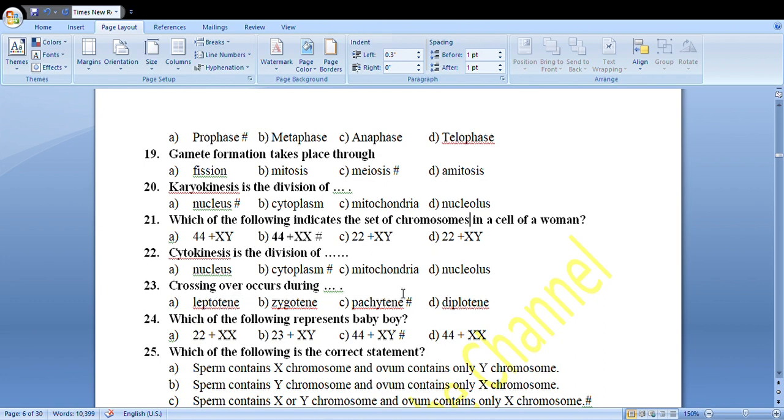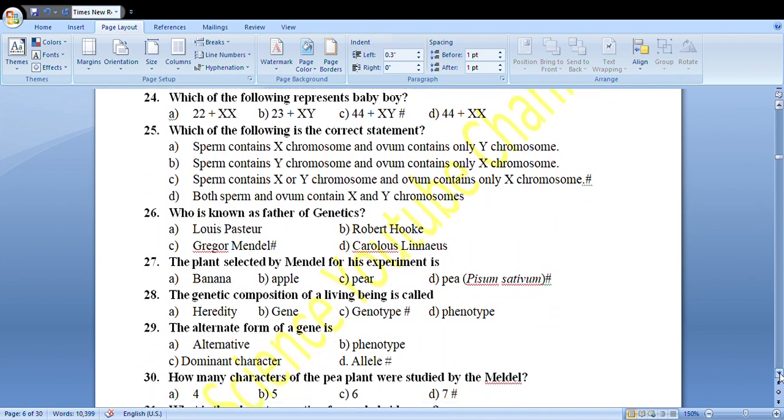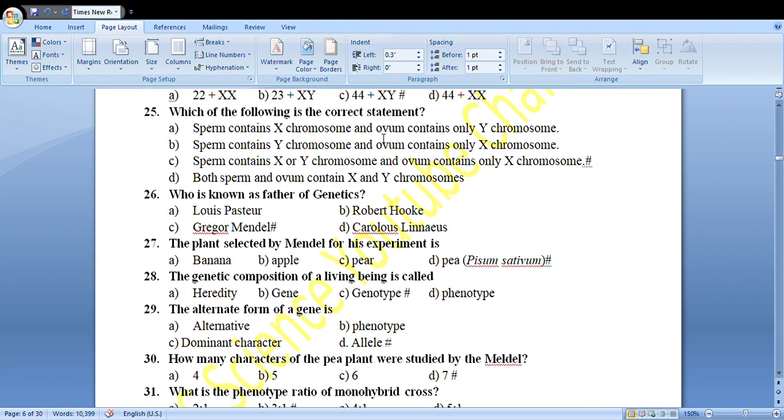Crossing over occurs during the pachytene stage of meiosis cell division. Which of the following represents a baby boy? There should be XY, and in human beings there are 46 chromosomes, so 44 plus XY, 46. Which of the following is the correct statement? Sperm contains X chromosome and ovum contains only Y chromosome. This is not right. Sperm contains Y chromosome and ovum contains only X chromosome. This is also not right. Sperm contains X or Y chromosome, ovum contains only X chromosome. This is the correct answer.